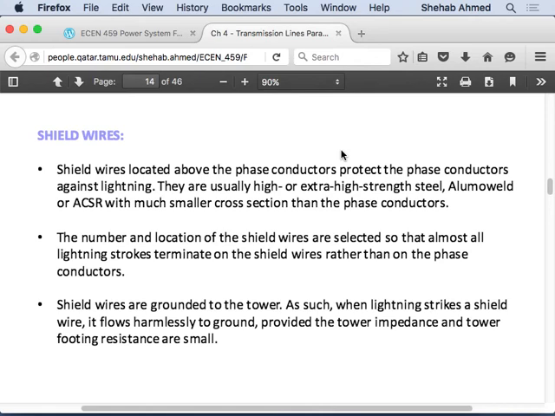But the objective of the shield wire is to bring that lightning current from the point where it strikes to the ground as fast as possible. So these conductors don't have to carry current for a long period of time, right? So they can be thinner, smaller wires. They can sometimes be high-strength steel, or sometimes ACSR, but with much smaller cross-section. The idea is they are much smaller cross-section, lighter wires that are used to bring the lightning current from the point where it strikes all the way to ground. So that's the objective of these shield wires.